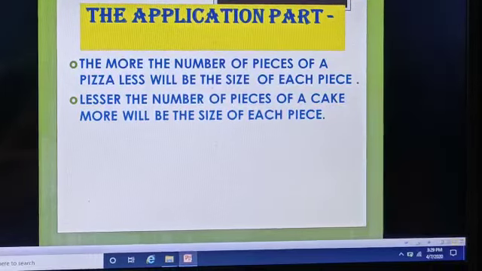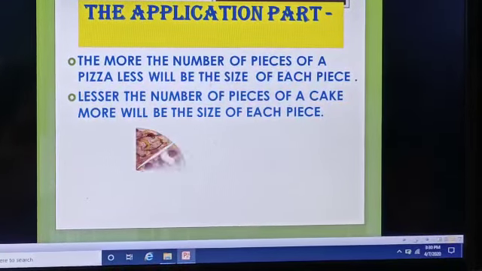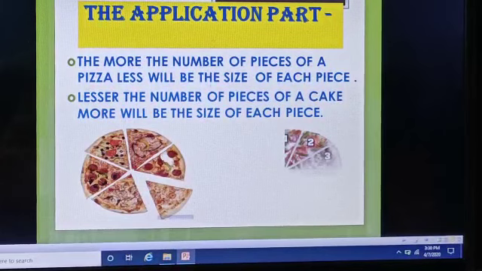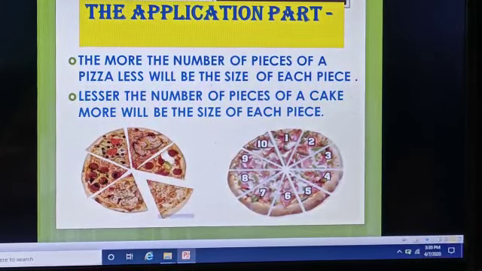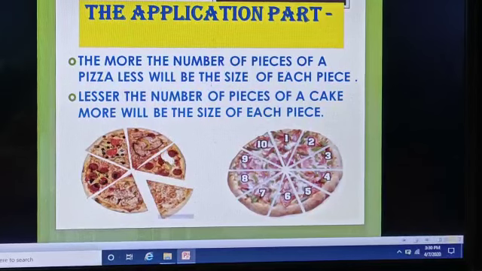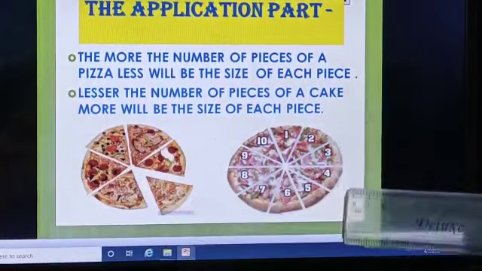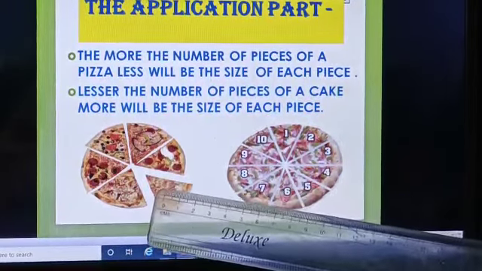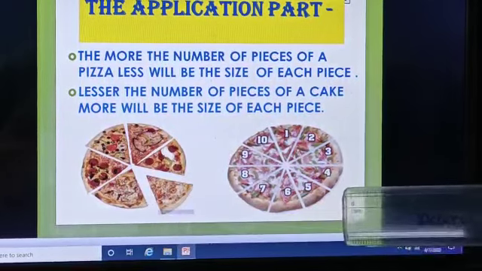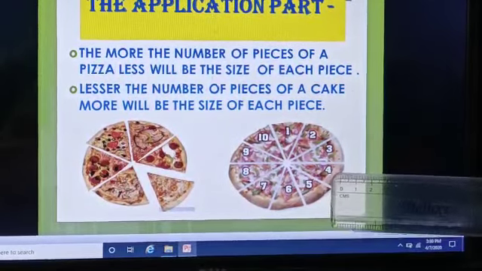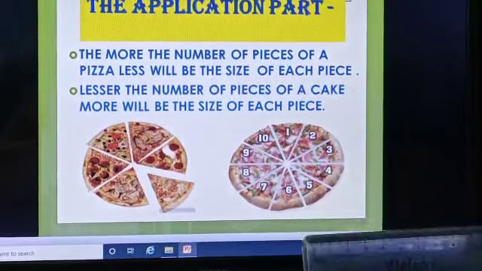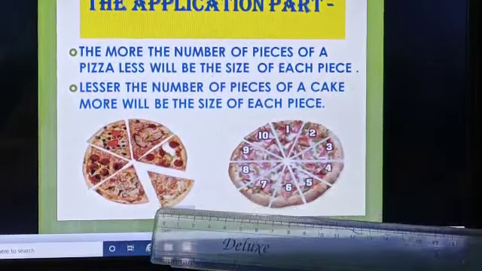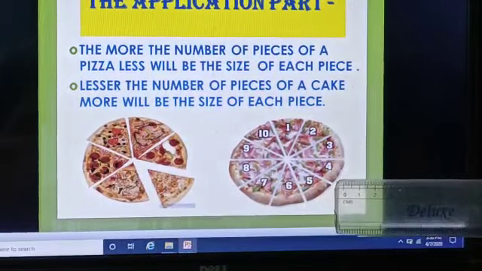Now, to recapitulate whatever we have learned till now, I am going to ask you one interesting question. I have two pizzas in front of me on the screen. One pizza has 6 slices and the other pizza has 10 slices. Now, my question is, which would you like to eat? Pizza with 6 slices or pizza with 10 slices?